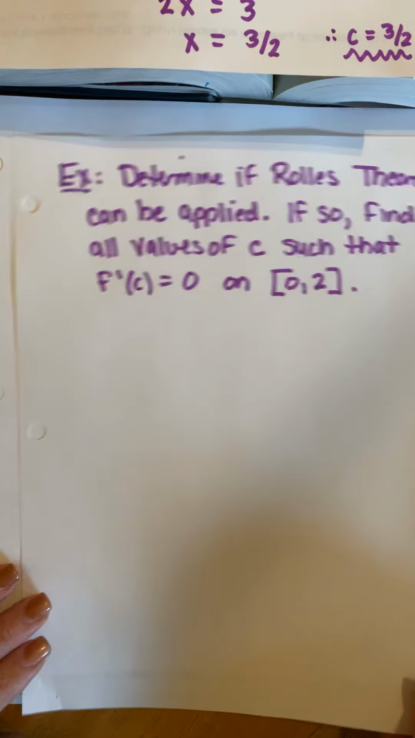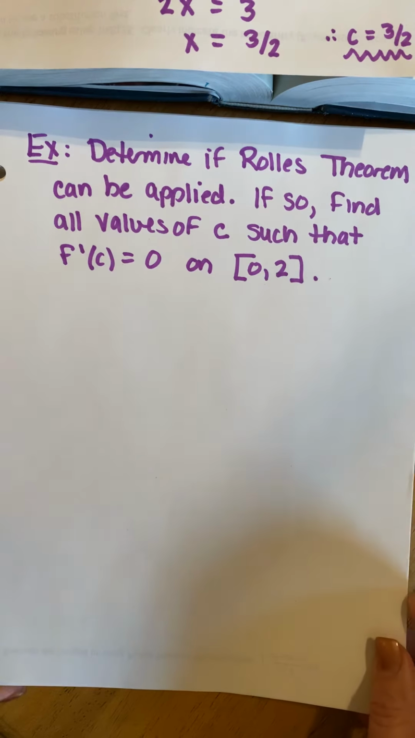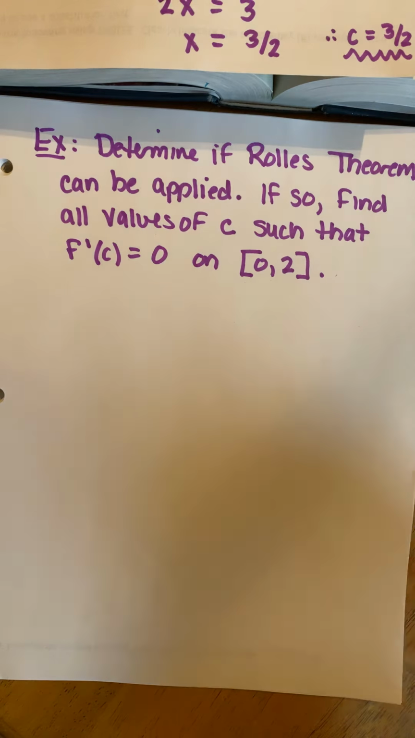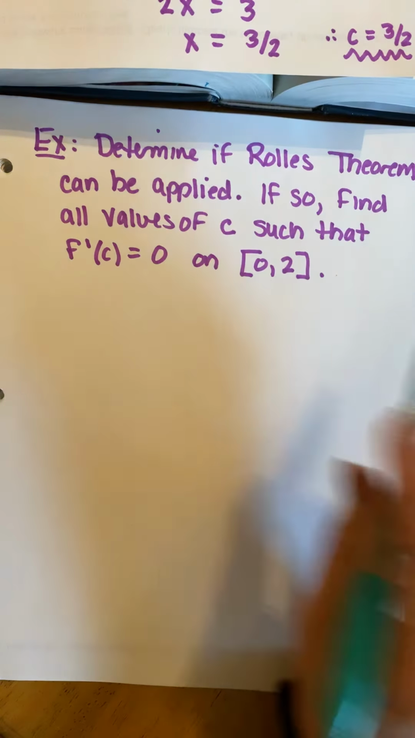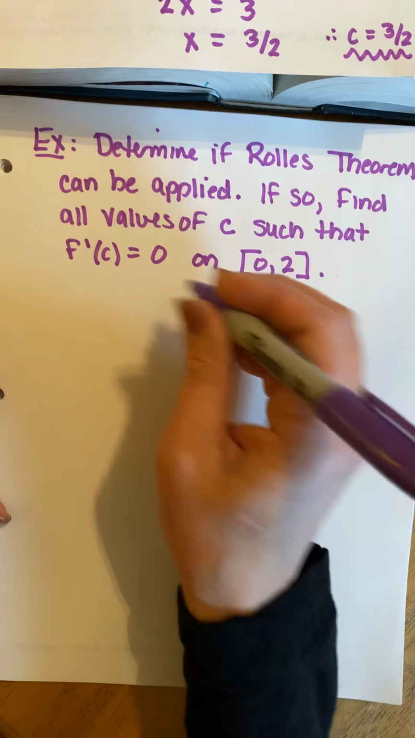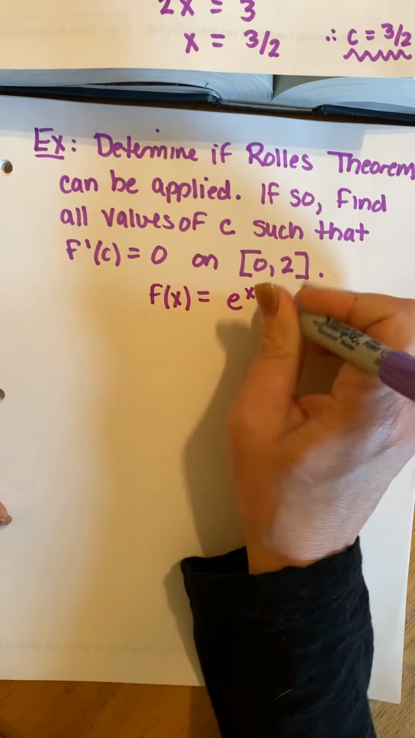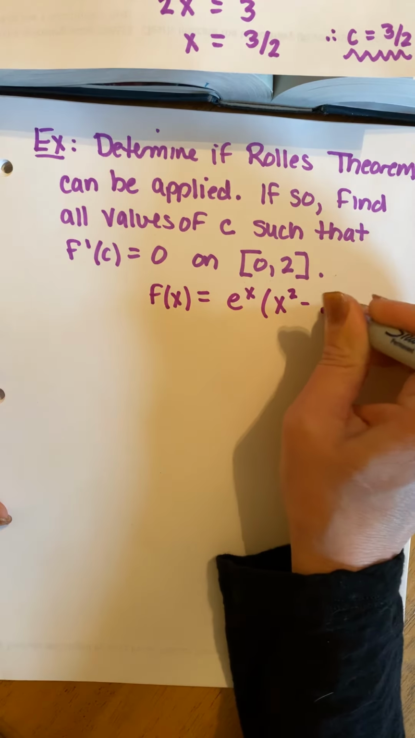First, we have to determine if Rolle's theorem can be applied. If so, then we're going to find all values of c that satisfy the condition that the derivative equals 0 between 0 and 2. So here, whoops, I didn't write my function. Let's write my function because that would be helpful. For the function f of x equals e to the x squared minus 2x.